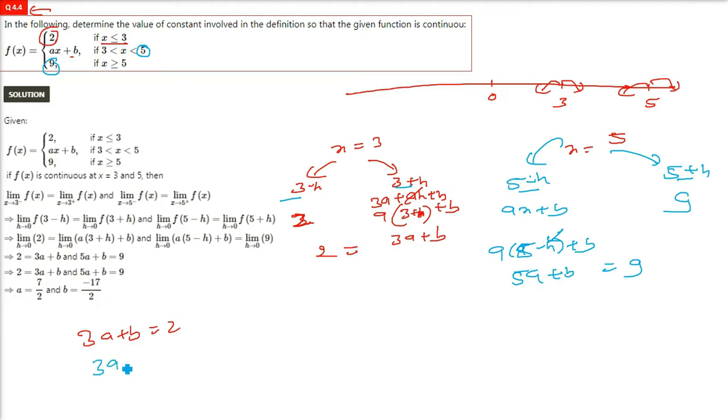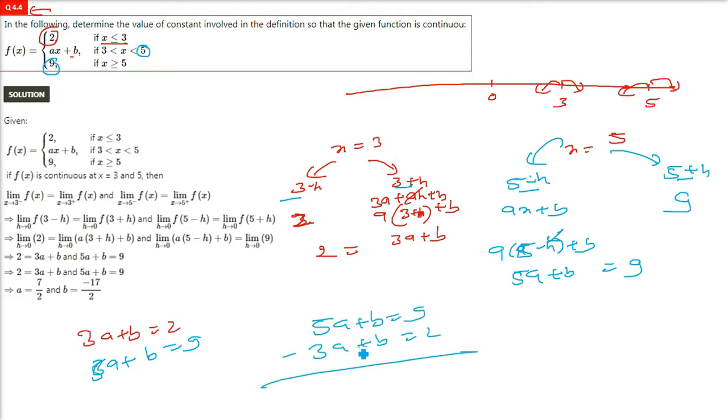What is the equation here? So we have 3a plus b equals 2 and 5a plus b equals 9. So let us write 5a plus b equals 9 first, and then 3a plus b equals 2. Subtract these two. b gets cancelled. 5a minus 3a is 2a. 9 minus 2 is 7. A is equal to 7 by 2.